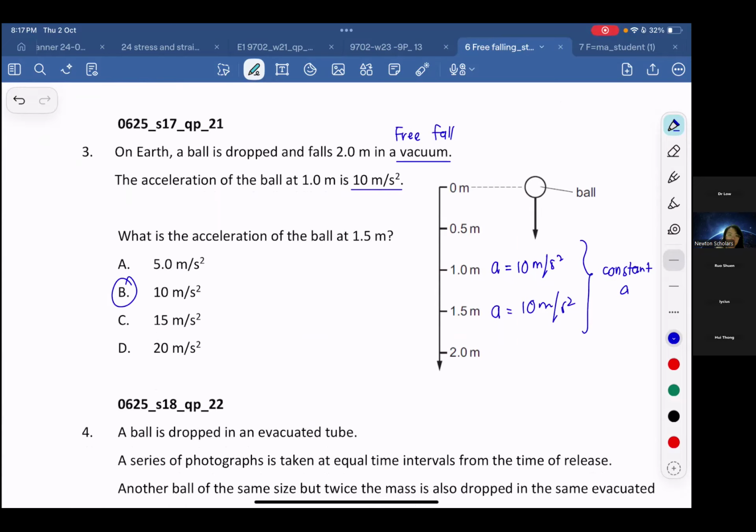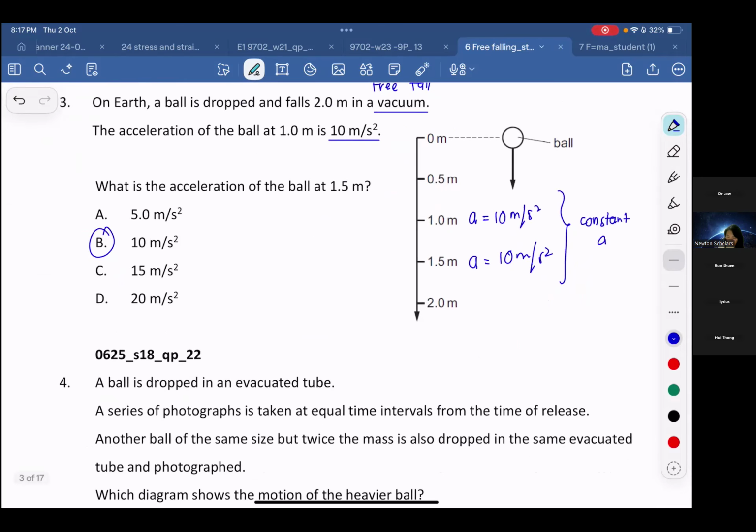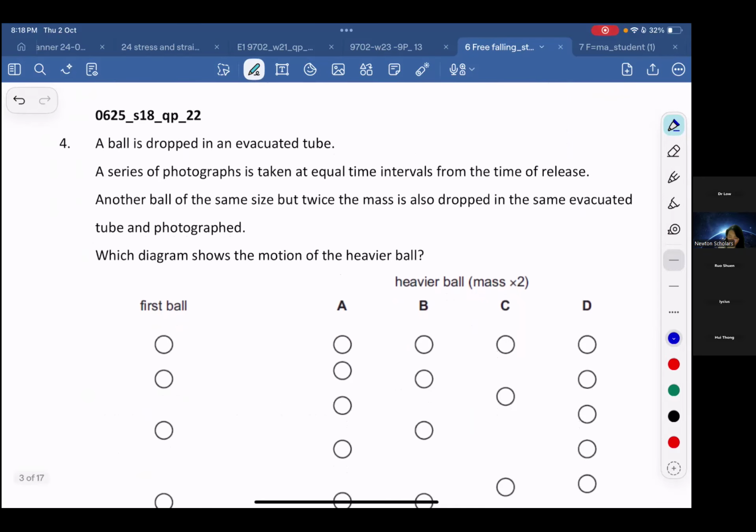Okay, we go to question number 4. A ball is dropped. This one actually means in a vacuum tube. If it is a vacuum, that means free fall. So they are taking photos. Another ball of the same size but twice the mass, the mass is bigger, is dropped at the same position. It drops down and is captured.